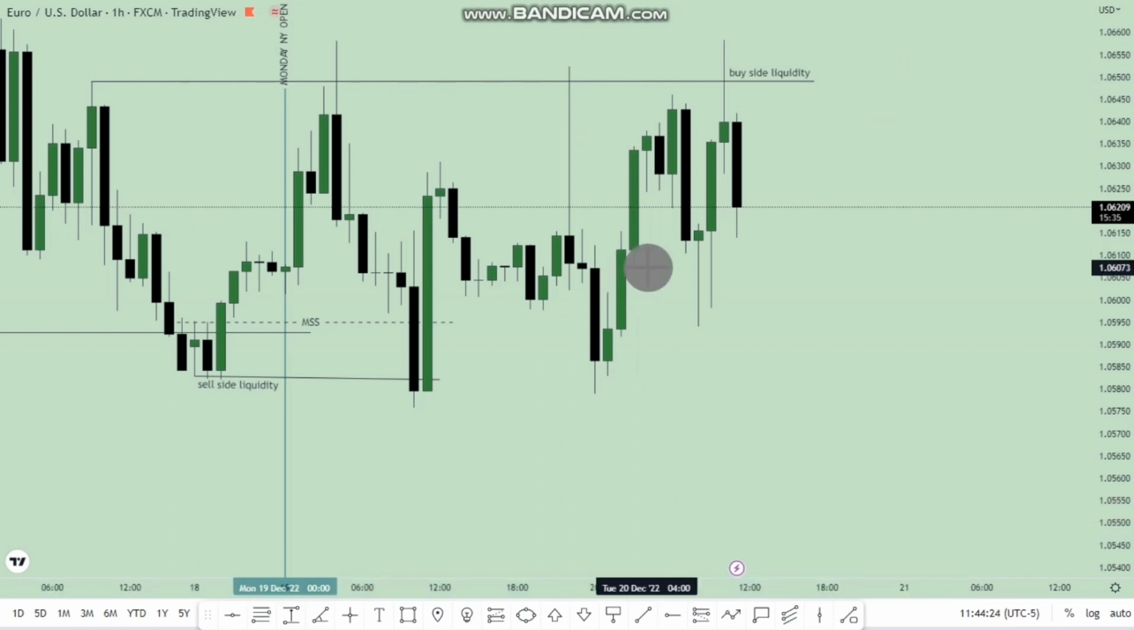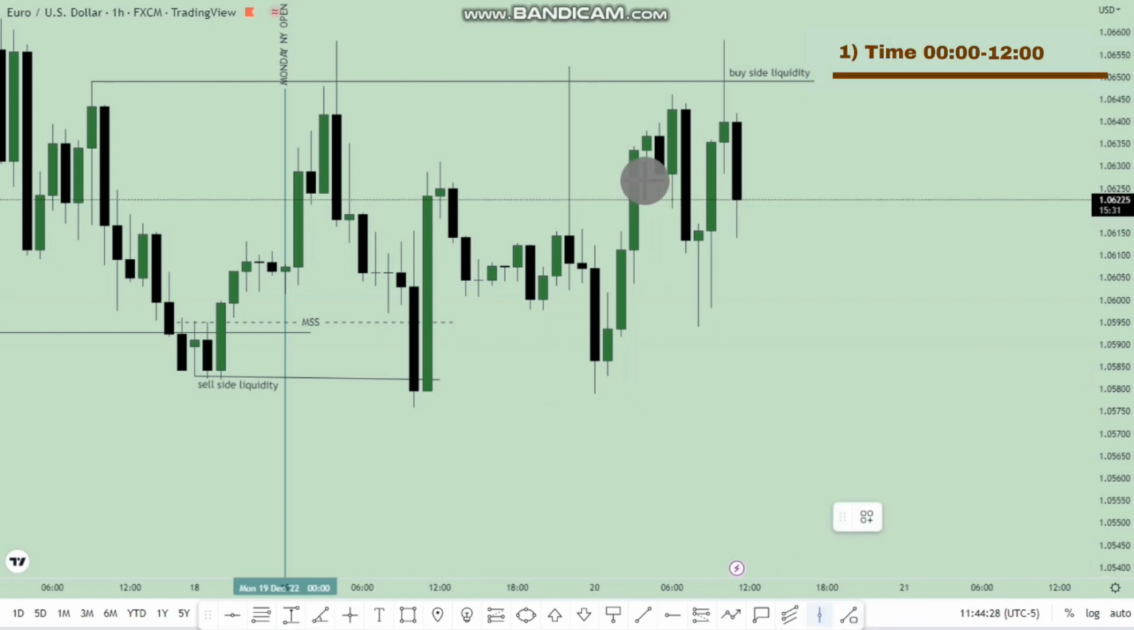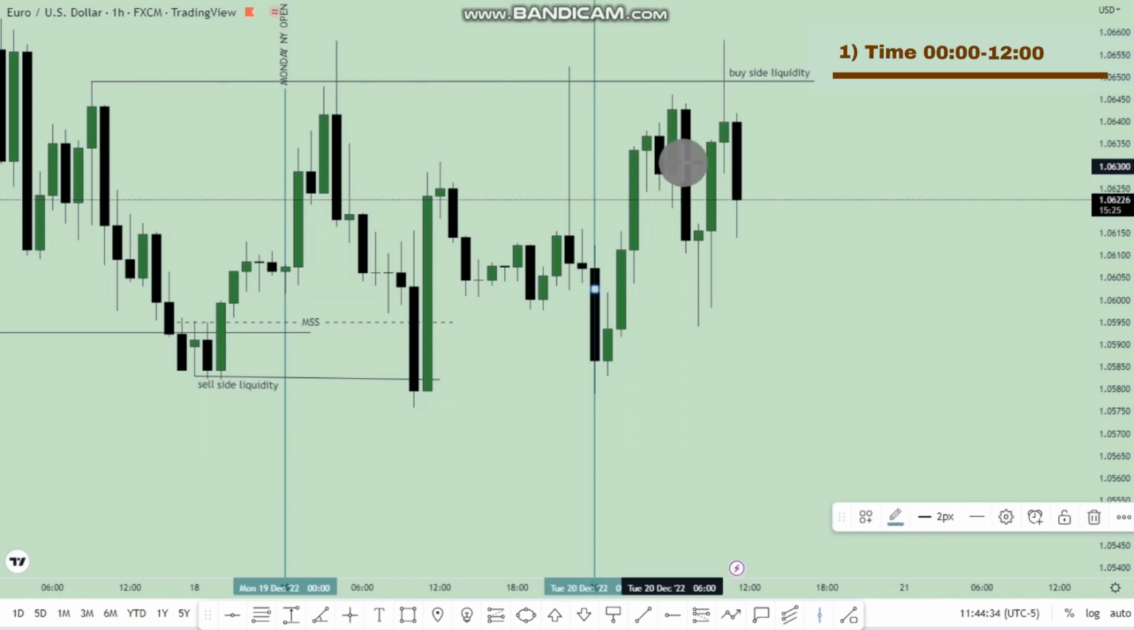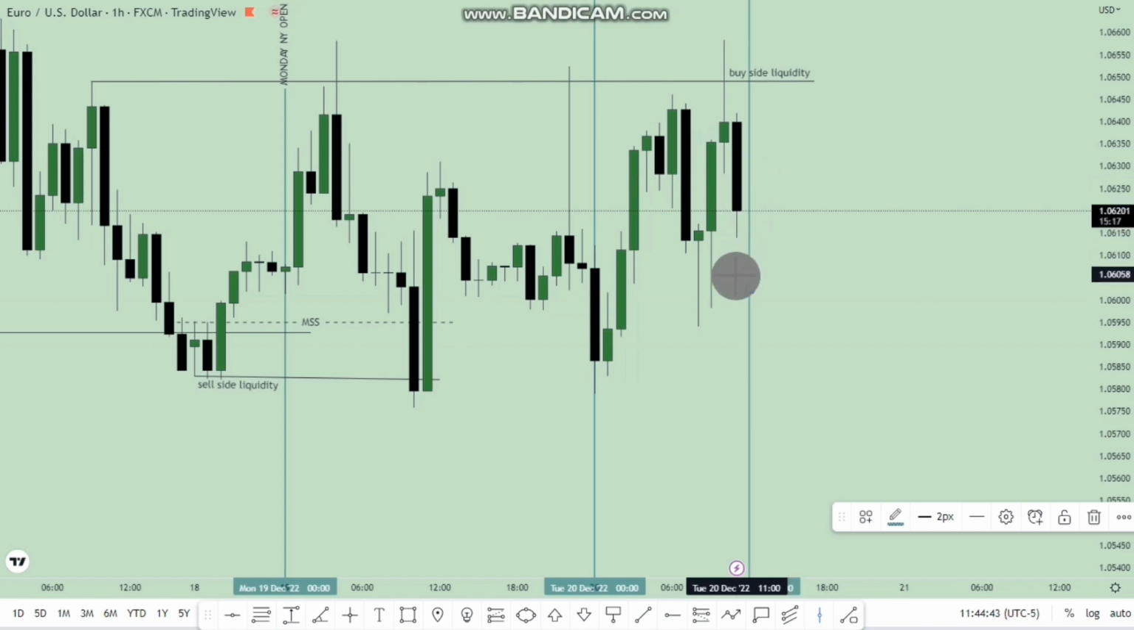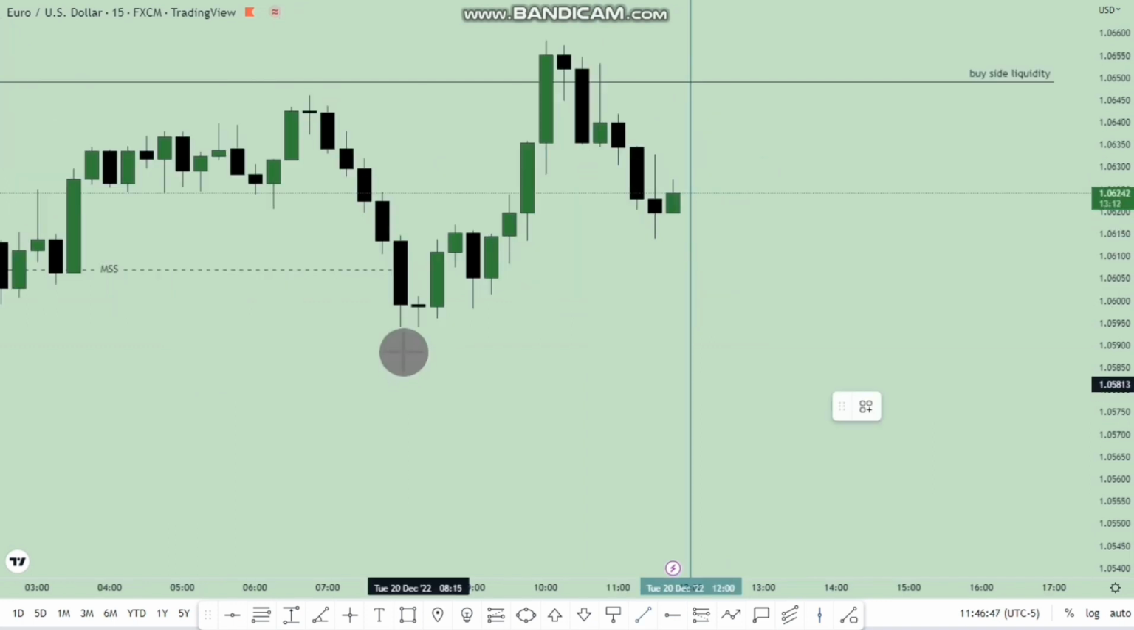So we start with Tuesday. The first thing we do always is we are going to put the time zone. We're going to look for the time frame, the time window actually, we're going to take the trade, and that is midnight New York and midday New York. The time between these two is the one we are going to take the trade in.